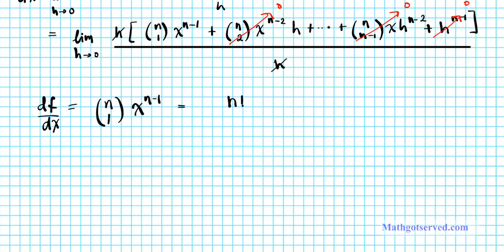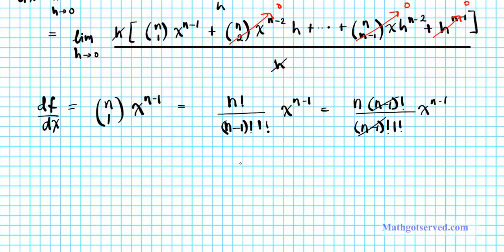Okay, if you do the calculations, you have n factorial over (n-1) factorial, 1 factorial, x^(n-1), which is n times (n-1) factorial over (n-1) factorial, 1 factorial. These cancel out, 1 factorial is just 1. So you're going to be left with n x^(n-1). That is the derivative d/dx of x^n. Alright? So this is the power rule. Alright, now that we have derived it, let's go ahead and apply it to some examples.